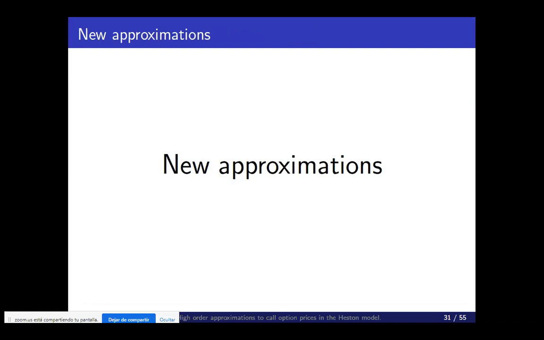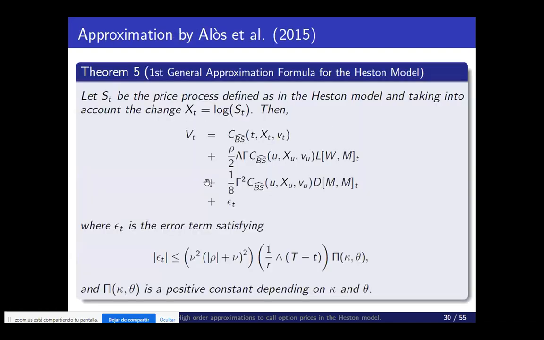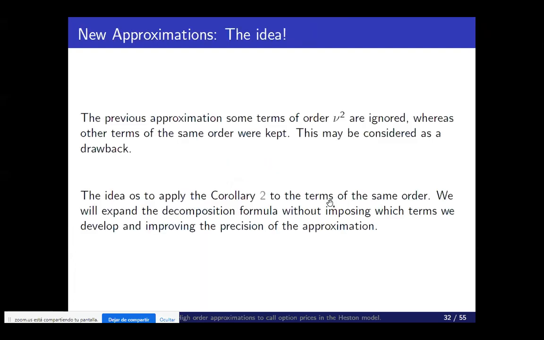And in our paper, what we try to do is improve the accuracy of this formula. Okay, why do we try to do it? Because in the previous approximation, some terms of order nu square were ignored and other terms were kept. So this can be a little bit inconsistent. Why are we approximating some terms of the same magnitude and not others? So the idea is we're going to try to improve the approximation and take into account the same order terms, okay? Also, the other idea is what happens if I keep doing approximations, how much am I going to improve, okay?